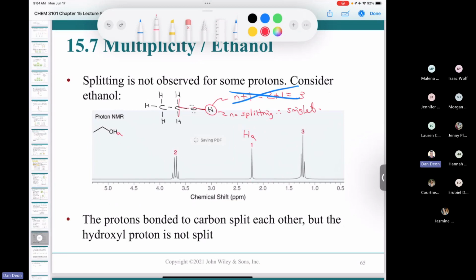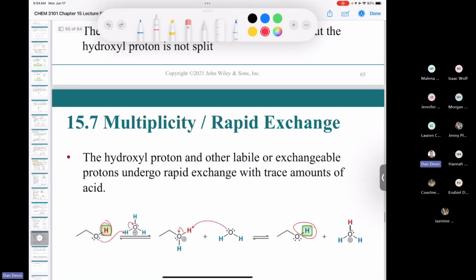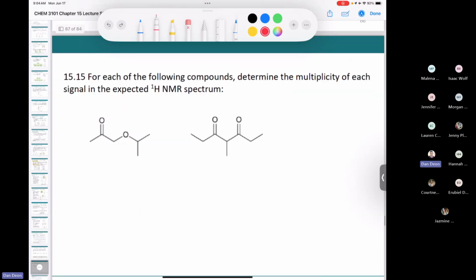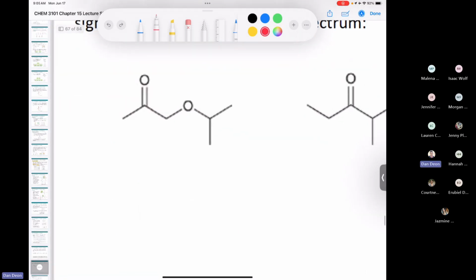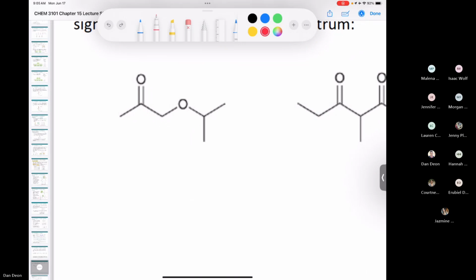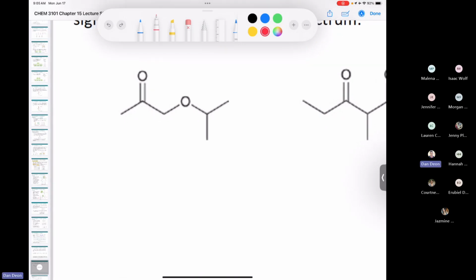So now what we're going to do is take a look at a problem, which is this one here, okay? So we're going to start with this guy here. So how many types of protons do I have? So I'm going to go a little faster here. We have a methyl group here. We have a methylene here. We have a methine, a CH here, and then we have two methyl groups here.